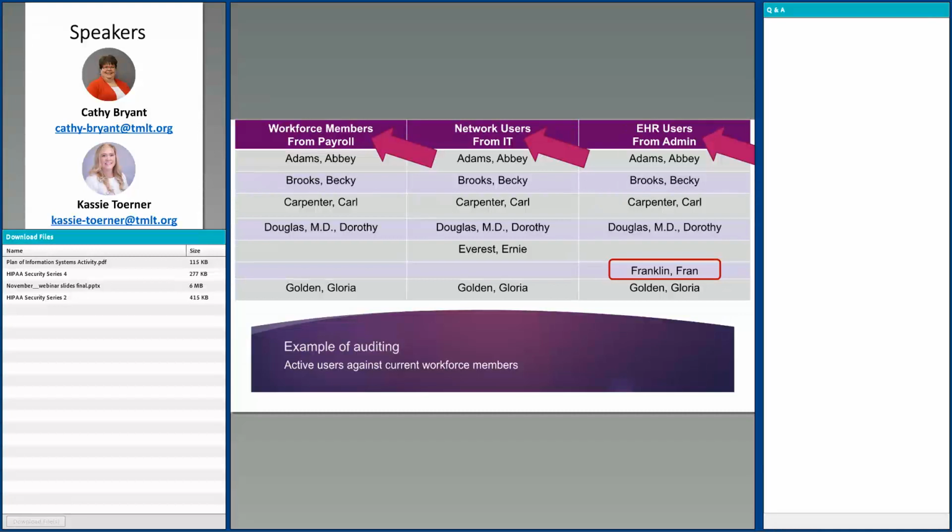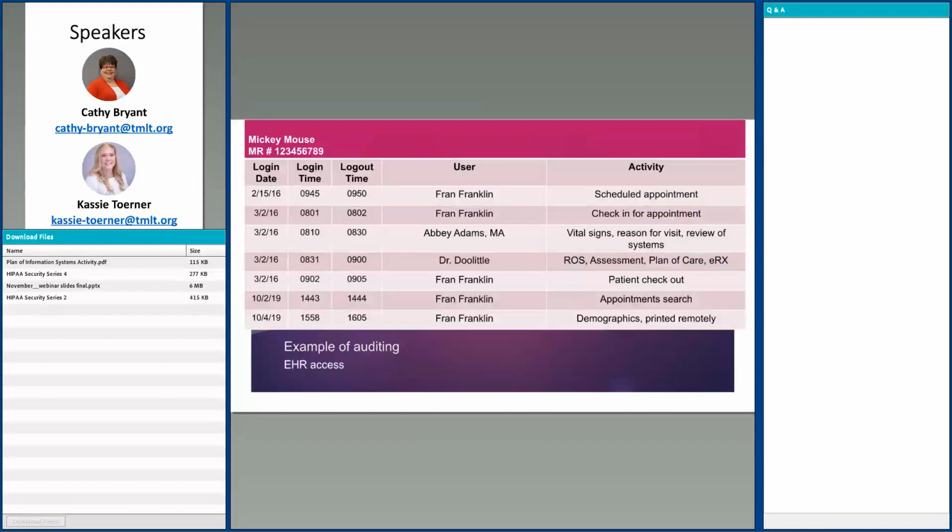On the other hand, we have Fran Franklin, who is not on the workforce member list or the network user list. In this case, Fran was a previous workforce member. When she left the practice, she had her access terminated from the network, and also she's not any longer on the payroll. So in this case, that one should raise a red flag so that you would be able to actually have someone look into why Fran actually has access.